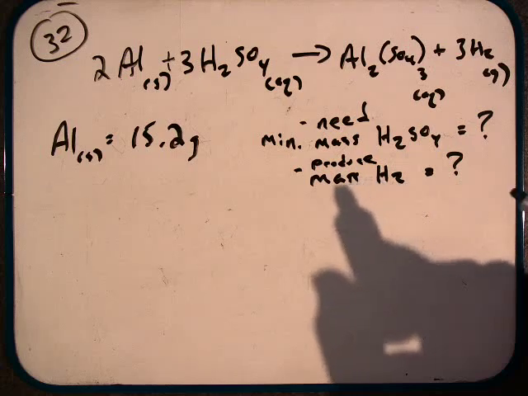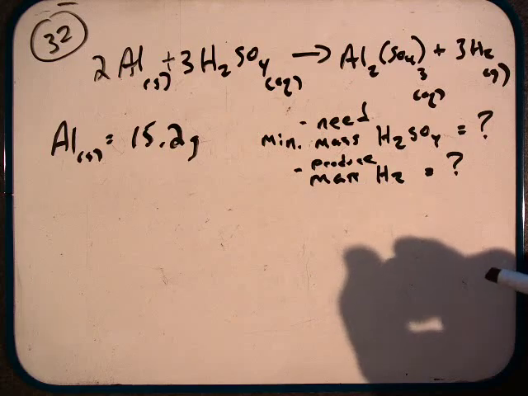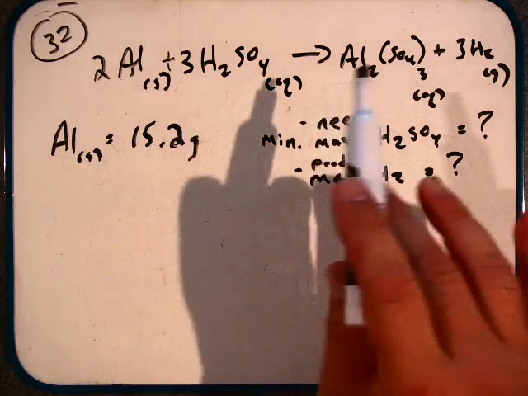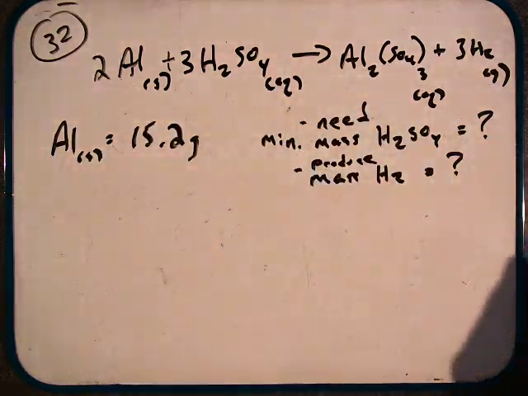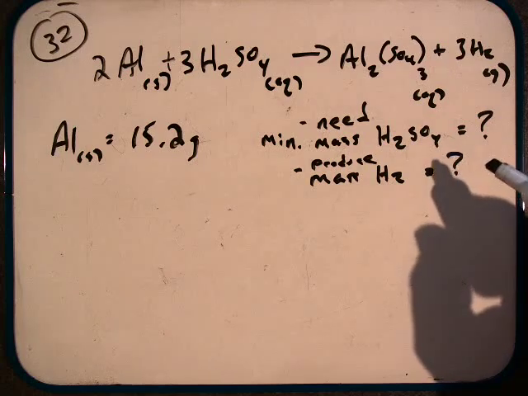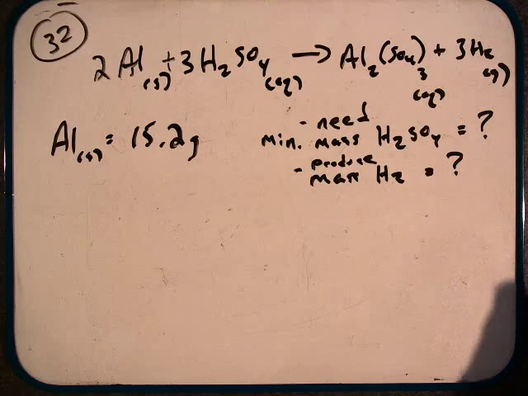Both of these questions are answered in the same manner, meaning that we need to get moles first. We cannot relate mass of an element or a molecule to mass of a different element or a molecule. The reason being is these guys have different atomic molar masses. They also have different molecular molar masses. So the only way we can relate one to another, in this case relating aluminum to H2SO4, sulfuric acid, or relating it to hydrogen gas, H2, we have to figure out moles of aluminum.